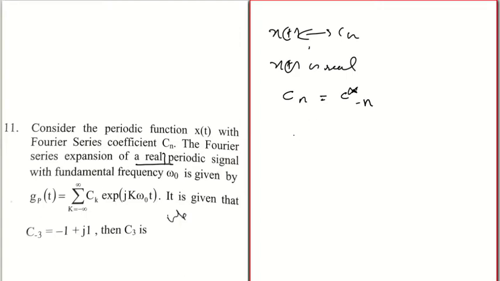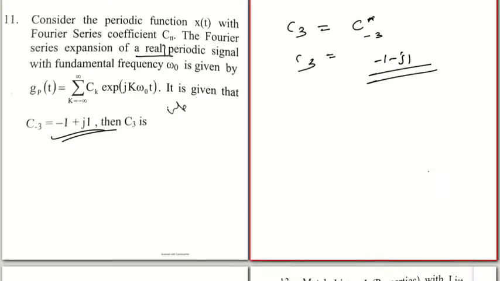So here we have to find out c3. Since this function is real, I can write c3 is actually c conjugate of minus 3. So c of minus 3 is already given here, so its conjugate is our c3, that is minus 1 minus j1. Okay, so that's it.